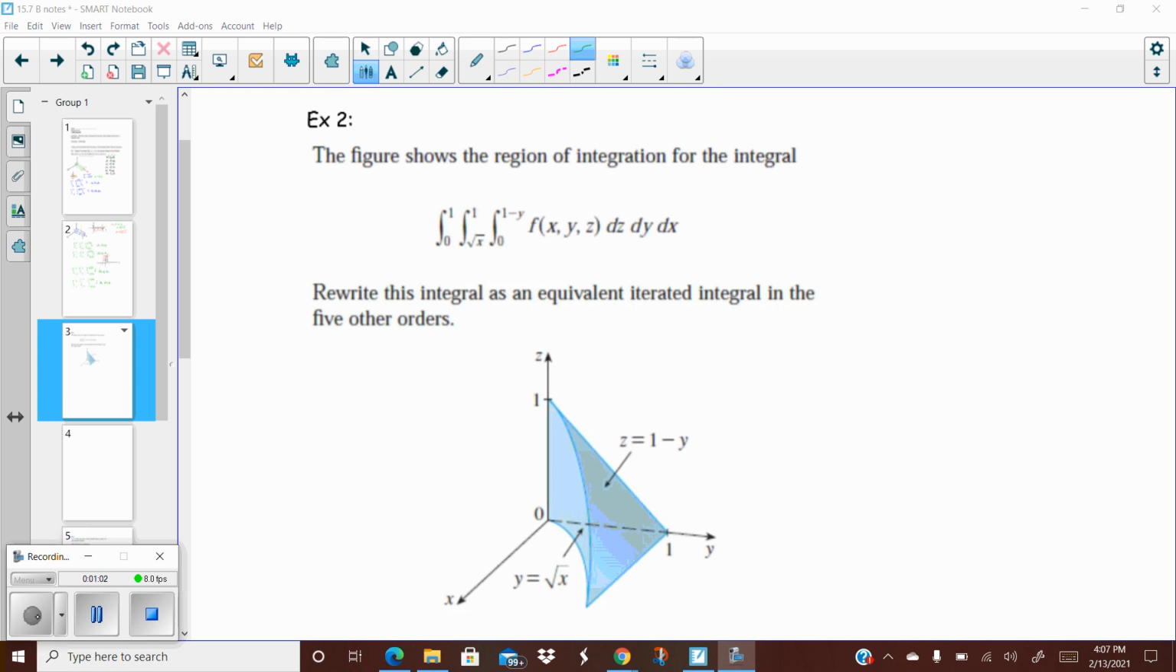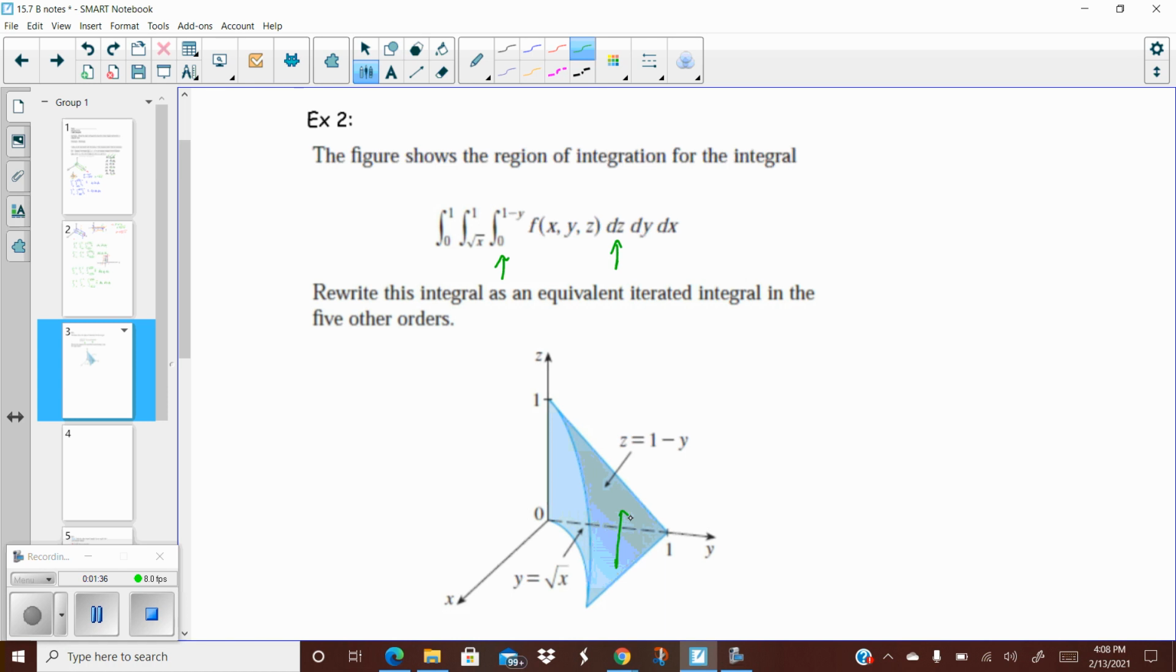A couple things that you should notice. By looking at this, you know that z is going to vary from 0 to 1 minus y. If you look at the plane, and again, this is where it gets a little bit difficult, z goes from 0, which is the xy plane, someplace down here, up till the point where it hits someplace on that flat plane. It's z equals 1 minus y. That's just a flat plane. So z is going to vary from 0 to 1 minus y.